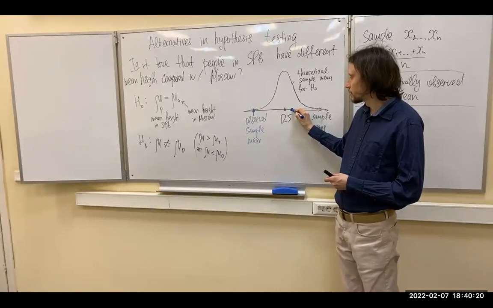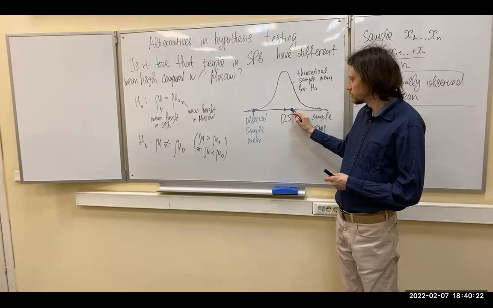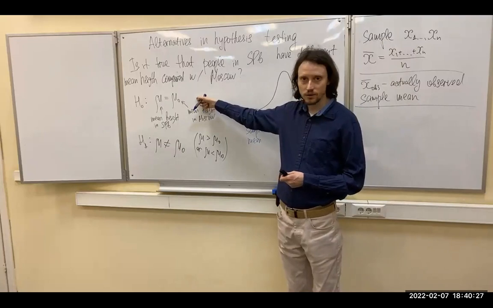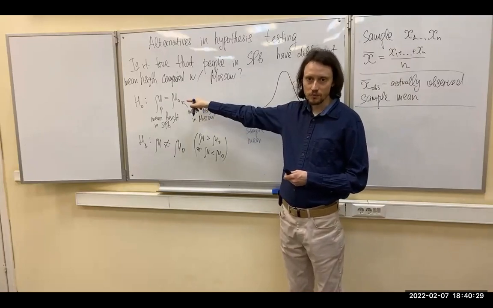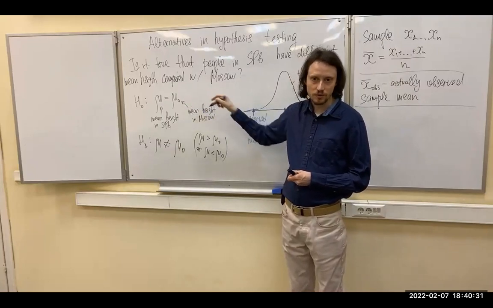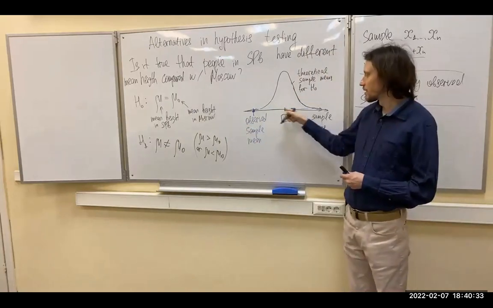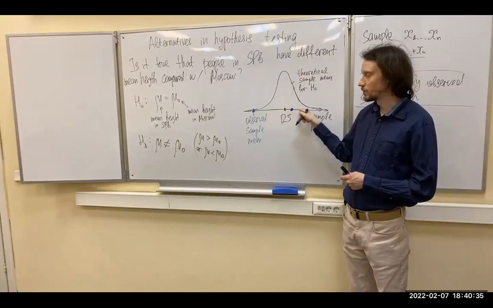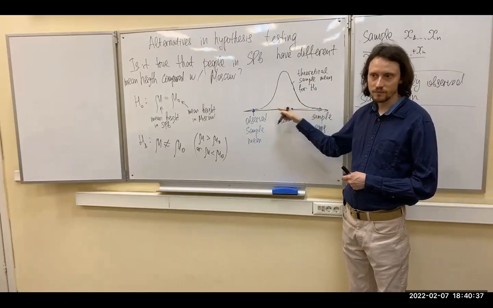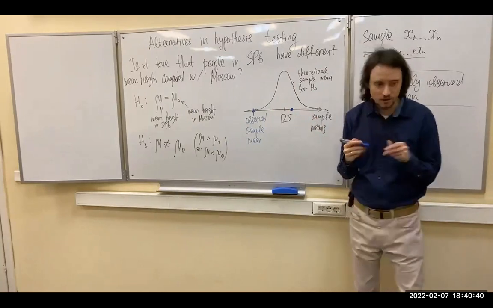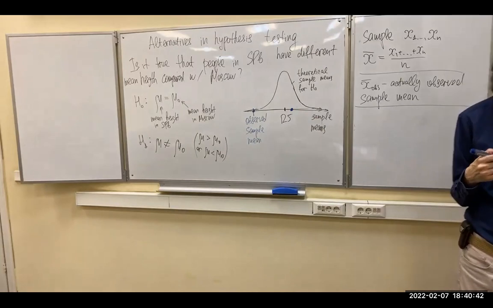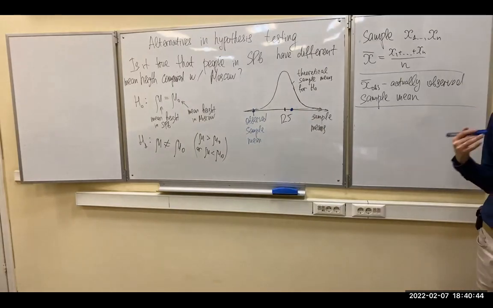We probably will not, because it is quite possible to get this value even if the null hypothesis holds, even if people in Moscow are the same as people in St. Petersburg. So we have some variation between these sample means, and we understand that this variation is just due to randomness in our data.